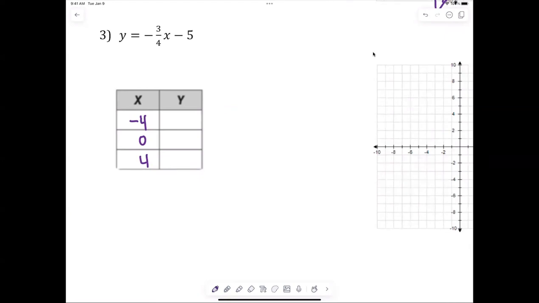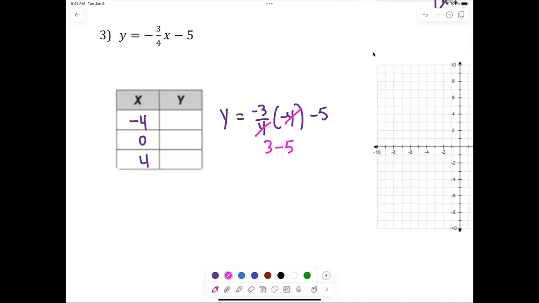When we plug in -4, we get what? Okay, so just to make sure, y equals -3/4 times -4 minus 5. So what happens to the 2 4s here? They cancel, right? So a negative times a negative is still a what, though? Positive. So that's 3 minus 5. Be careful. -2, right? And if we plug 0 in, we get what? -5. That was the easy one.